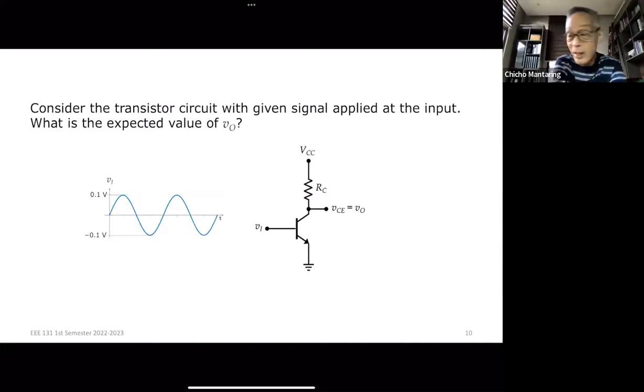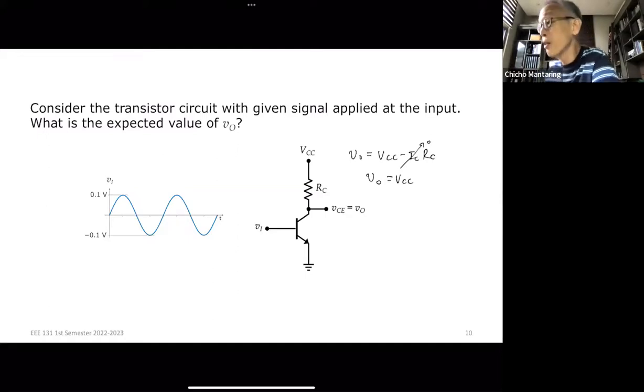If your collector current is zero, what is VO? VO is equal to VCC minus ICRC. If this is equal to zero, then VO will just be equal to VCC. So I'm glad that you tried answering that question.